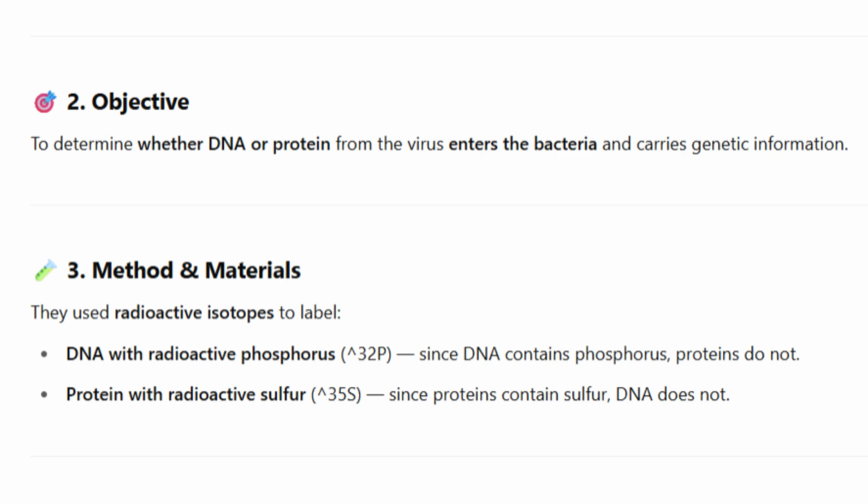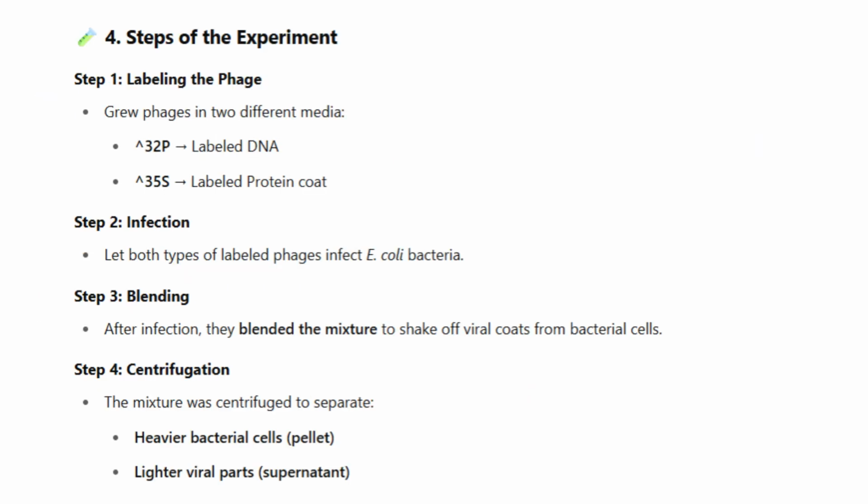3. Method and materials. They used radioactive isotopes to label DNA with radioactive phosphorus, 32P, since DNA contains phosphorus, proteins do not. Protein was labeled with radioactive sulfur, 35S, since proteins contain sulfur, DNA does not. 4. Steps of the experiment.